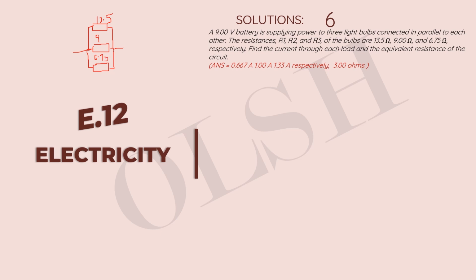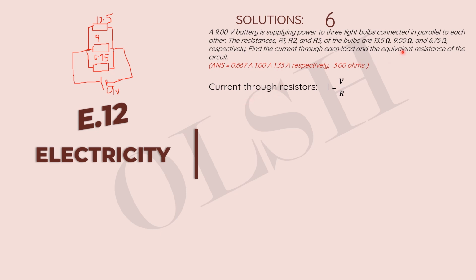All right, and we're asked to find the current through each load and the equivalent resistance of the circuit. So we are finding the current through R1, the current through R2, and the current through R3. Let's not forget we have 9 volts across this.